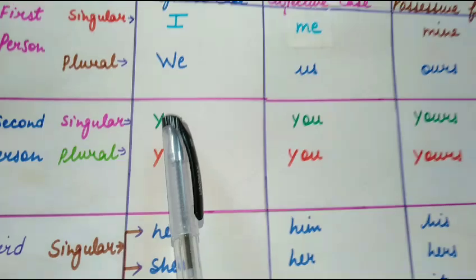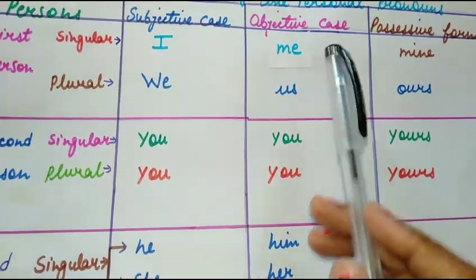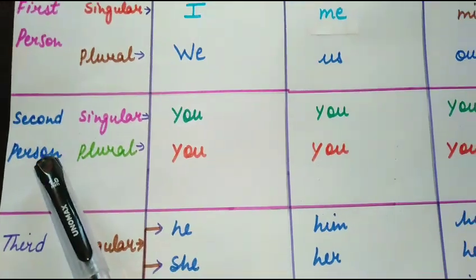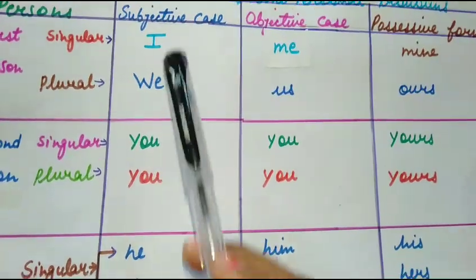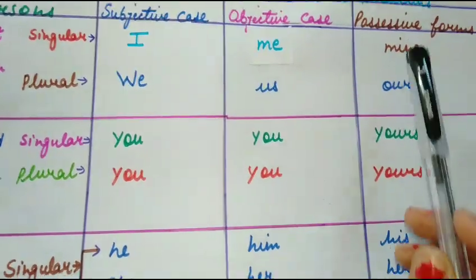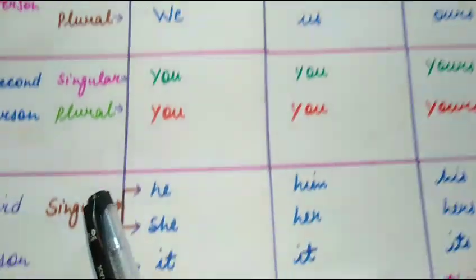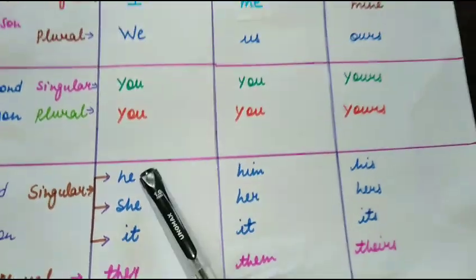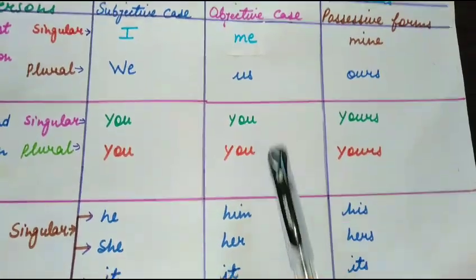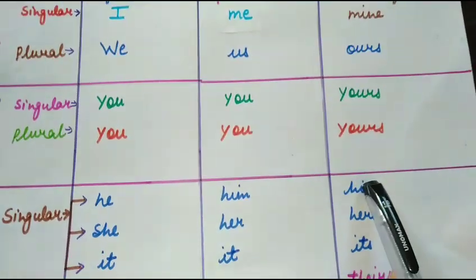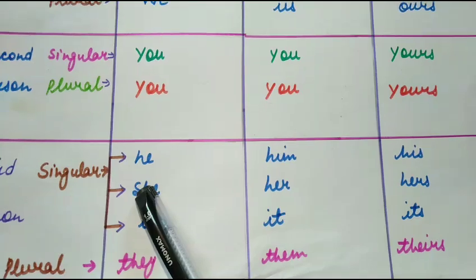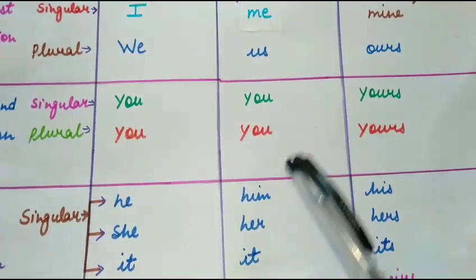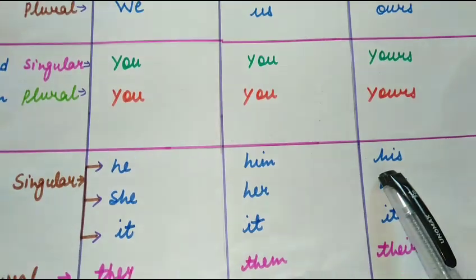Second person singular you, subjective case, objective case remains you, and possessive form yours. Second person plural you, subjective case, objective case you, and possessive form yours. Now third person singular he will be subjective, objective him, and possessive his. She will also be singular, subjective case, objective her, and possessive hers.